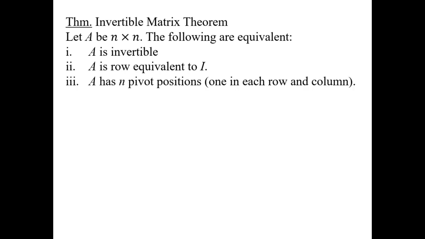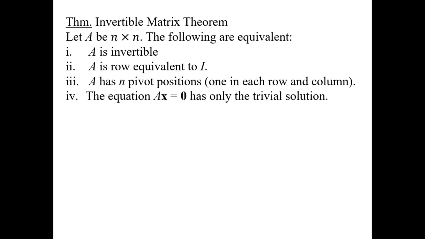A has n pivot positions, okay, 1 in every row and 1 in every column. We just got finished talking about that. Think about the homogeneous equation. If I'm solving this equation, then it will only have the trivial solution. Remember, we said that's only going to happen if every column of A has a pivot. Well, that's statement 3, right? Every column has a pivot. The columns of A are linearly independent.